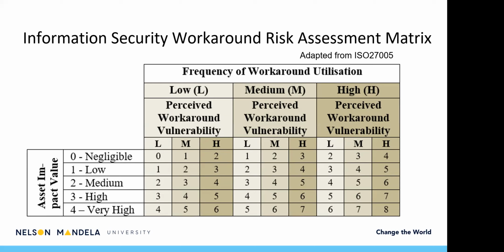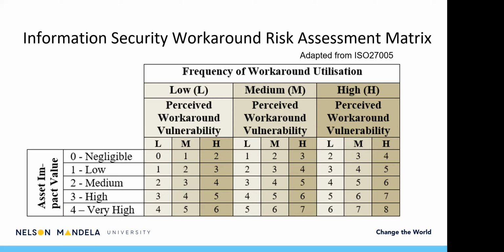I present the risk assessment matrix for information security workarounds. Frequency of workaround utilization is the rate at which workarounds are implemented, low being once off, medium being occasionally, and if part of a daily routine, the frequency is high. The perceived workaround vulnerability is determined by accounting for the vulnerability of an asset using the level of security considered when implementing the workaround. Asset impact value is determined by considering the intangible relative impact cost of a threat being realized.